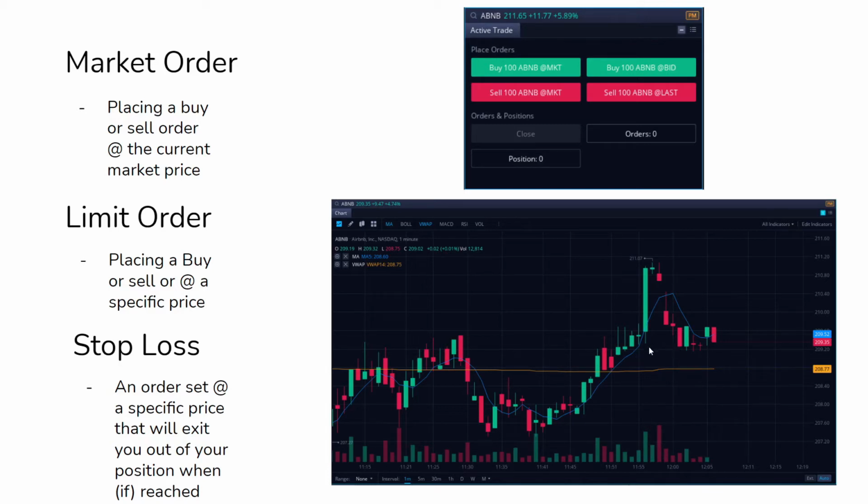Now if I'm going long, I want to place a stop loss below where I buy. So let's say I want to buy on this candle right at the close, which is 209.35. So I buy right here.